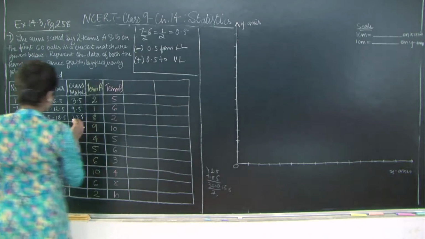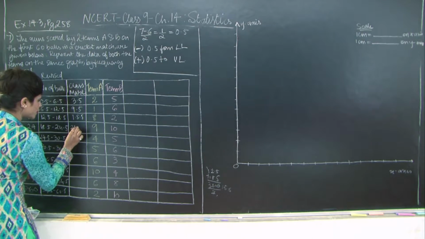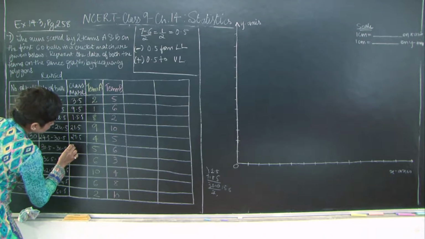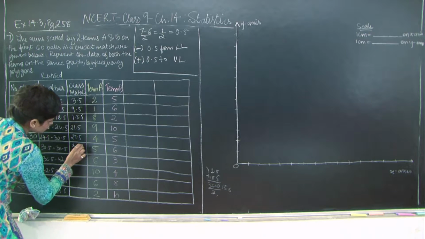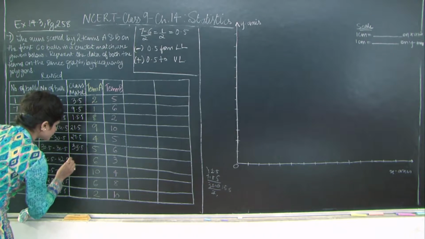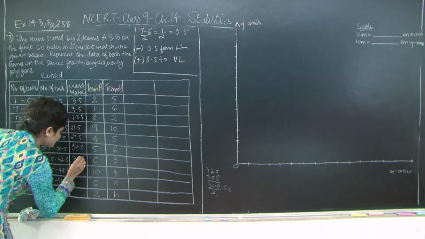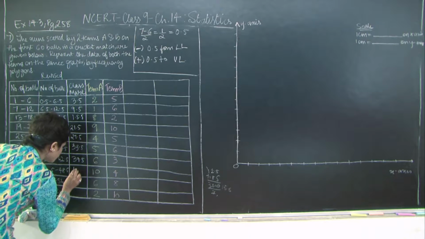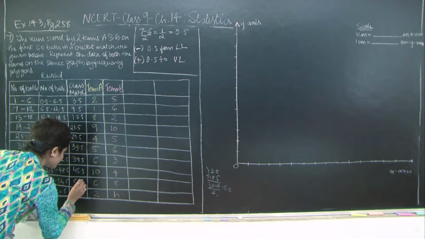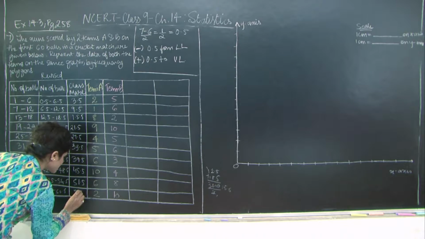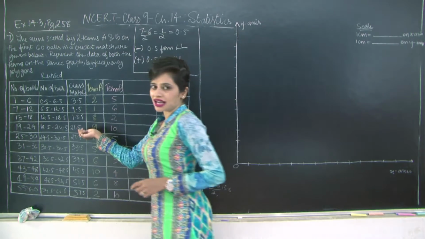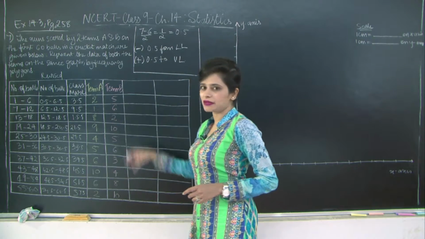Let's do this. This is going to be 21.5, 27.5, 33.5, then 39.5, 45.5, 51.5 and 57.5. So now we have the class marks and the frequencies of team A and team B.